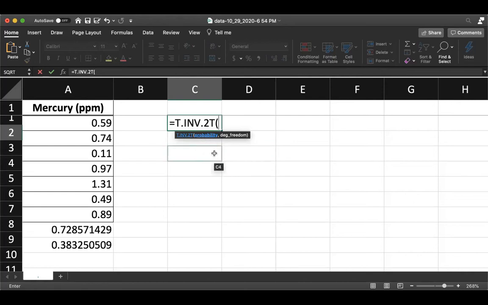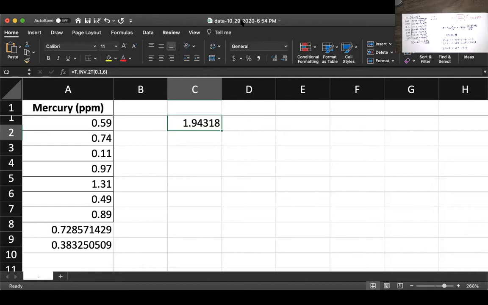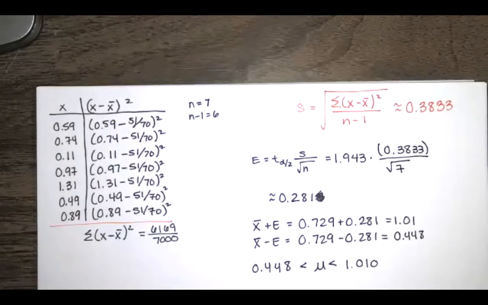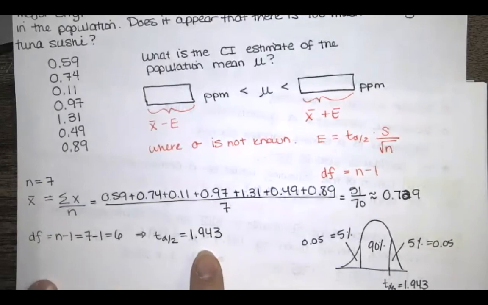And then the first thing it asks you for is the probability in the 2 tails. So we want 0.10, that 10% of the probability, that area in the 2 tails. And then it wants the degrees of freedom, which is 6. The sample size was 7, so the degrees of freedom was n minus 1, which is 6. So we get 1.943. Now let's go back to that paper I was showing you earlier. Look, I have 1.943 here.